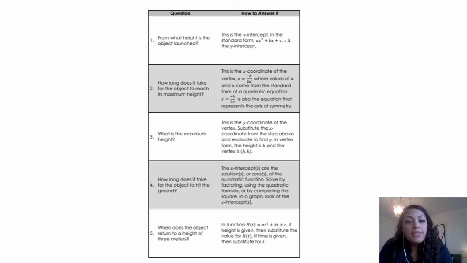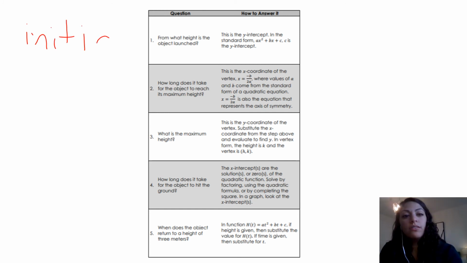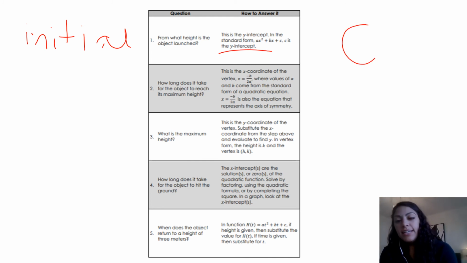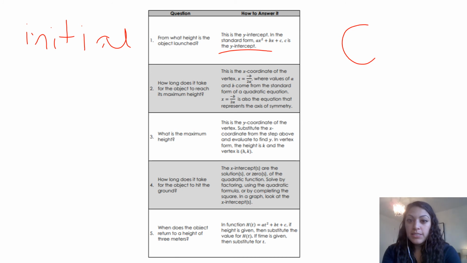So it says, from what height is the object launched? That is the same thing as the initial value, which is the y-intercept. Your y-intercept is usually the c in the ax squared plus bx plus c. But since we had no c, we had no constant, that means it was at 0, which we saw. It started on the ground. It said that in our problem. So that's why we didn't have that.